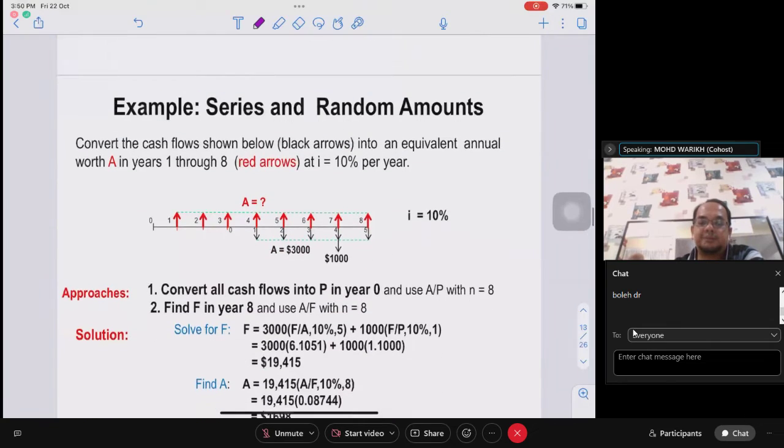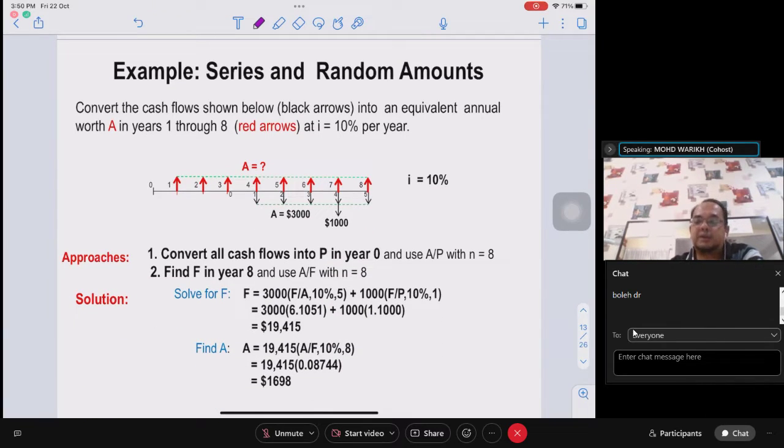Right, we go next. Okay, example, series and random amounts. Convert the cash flow shown below, the black arrows, into an equivalent annual worth A in years 1 through 8 at 10% per year. So that means the first one, convert all cash flow into P in year 0. Use n as 8, because the question asks to convert the cash flow shown below into an equivalent annual worth over 8 years.